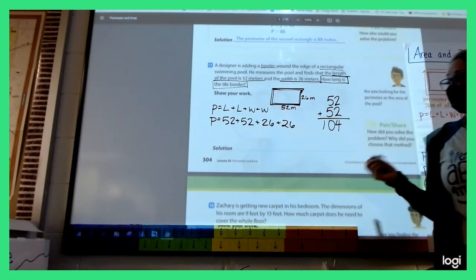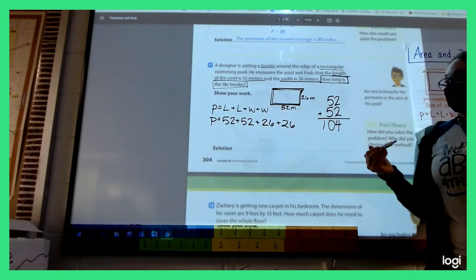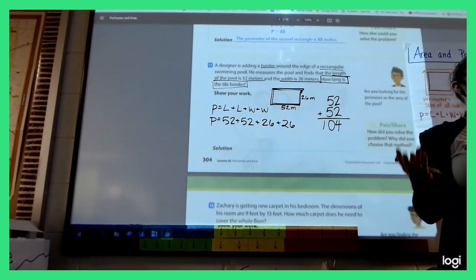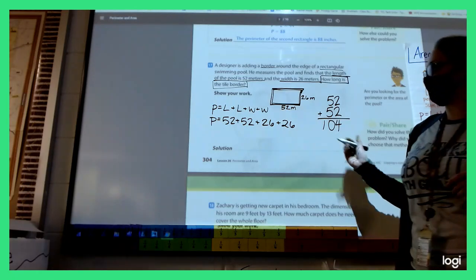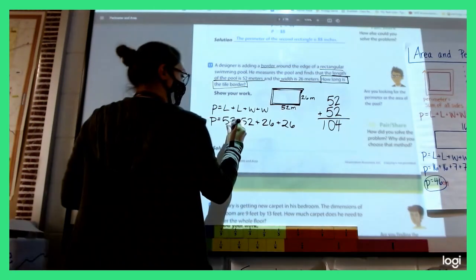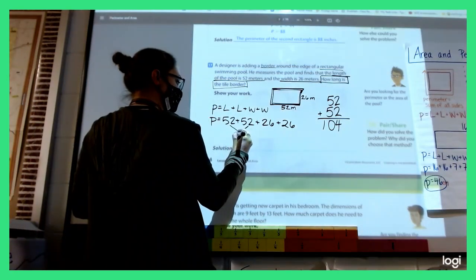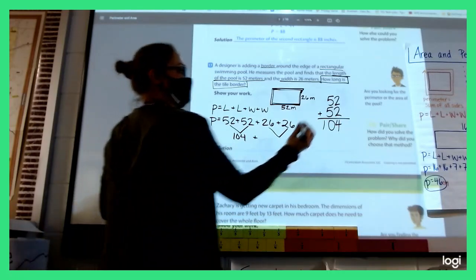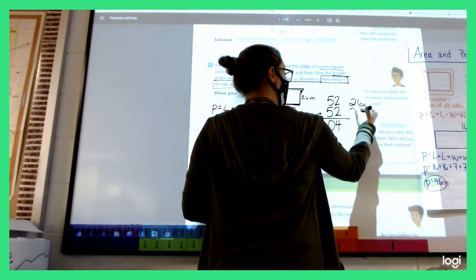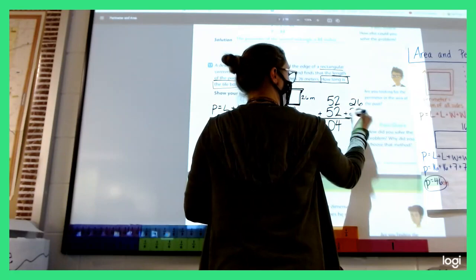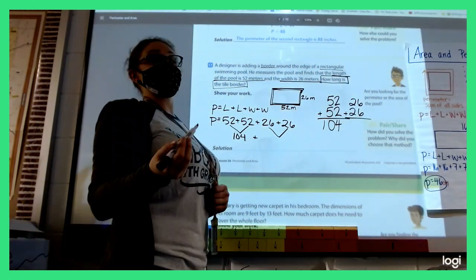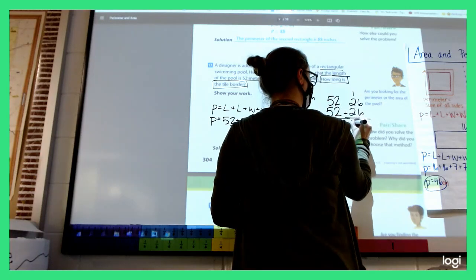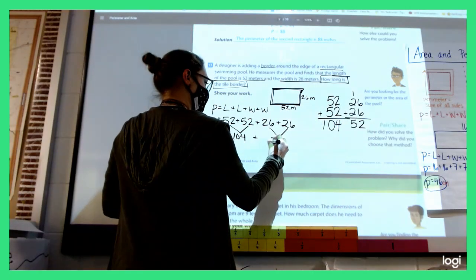Now you also could have done that in your head. When I think 52 and 52, I think of my 10s. I have 2 50s, which is 100, and then I have 4 1s, 104. That's fine if you can do that. If not, go ahead and stack them. So 52 and 52 is 104. Plus, let's find 26 and 26. Again, I'm kind of thinking about quarters, making them 25s. 2 quarters is 50, add 2 more. But if that's too hard for you, stack them and add them.